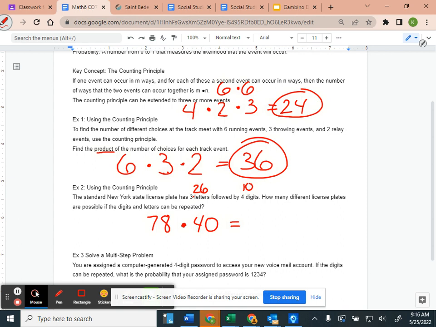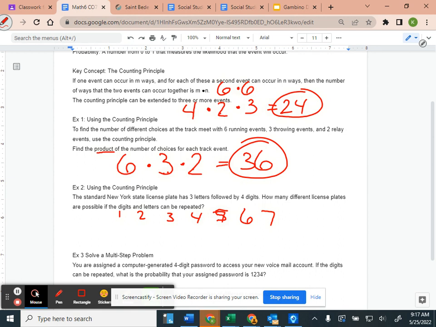Oh my goodness. We're going to do this a different way. I made that too simple. So there are 7 spots on the license plate, right? 3 letters and 4 digits. So how many possible choices are there for our first outcome? Because we have 78.